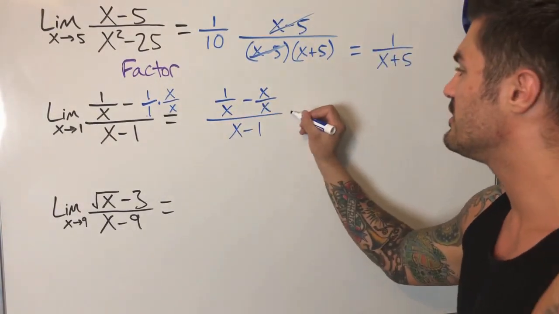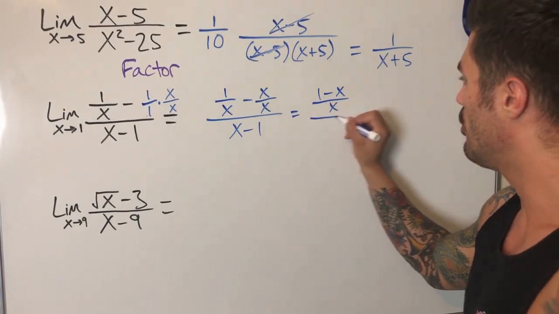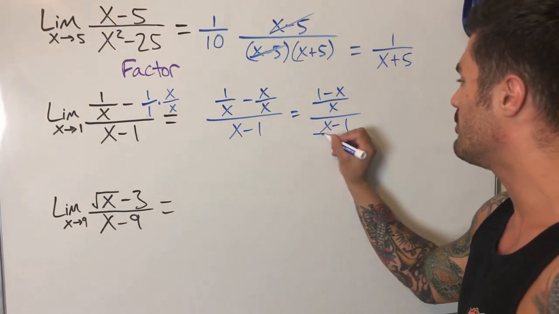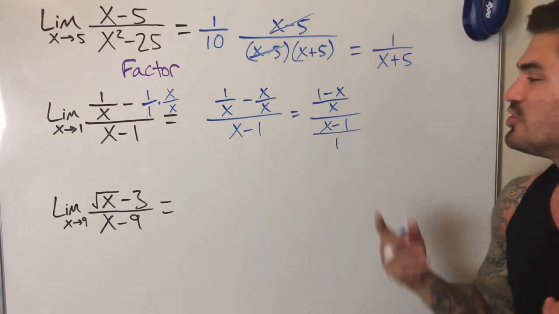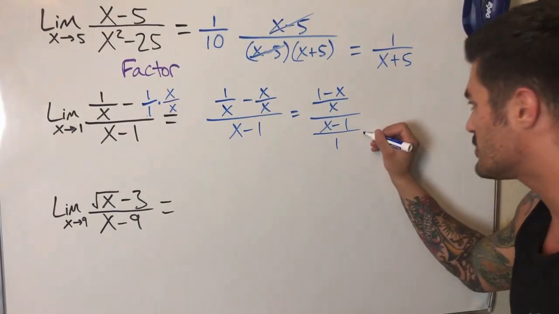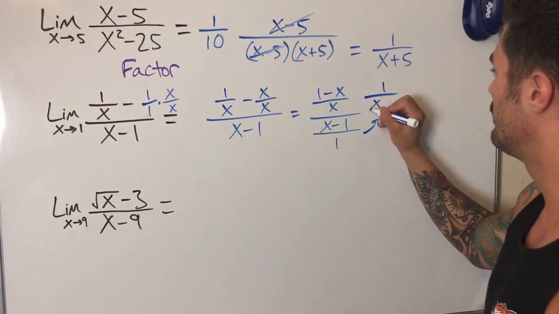So now when I combine this, I get 1 minus x over x, over x minus 1. And since I have a fraction over a fraction, I like to write them both as fractions. So x minus 1 over 1. Because now what I can do is flip the bottom and multiply. Fraction divided by a fraction, flip the bottom, bring it up, multiply across.